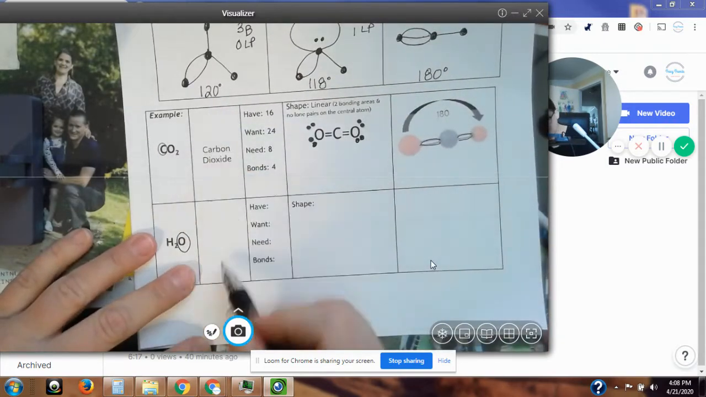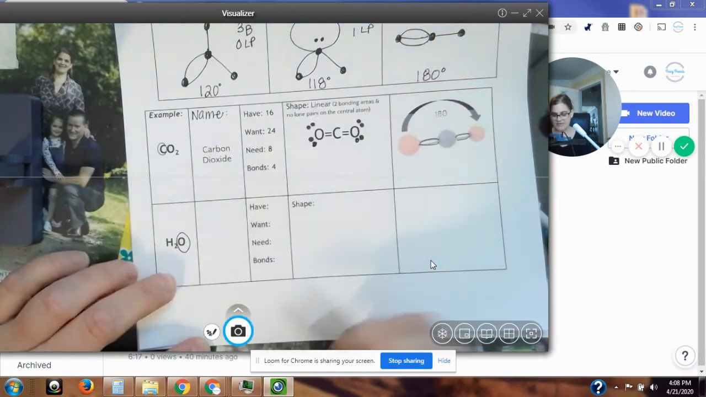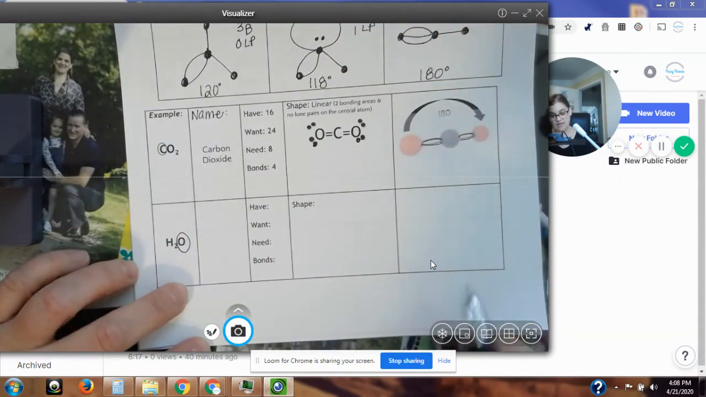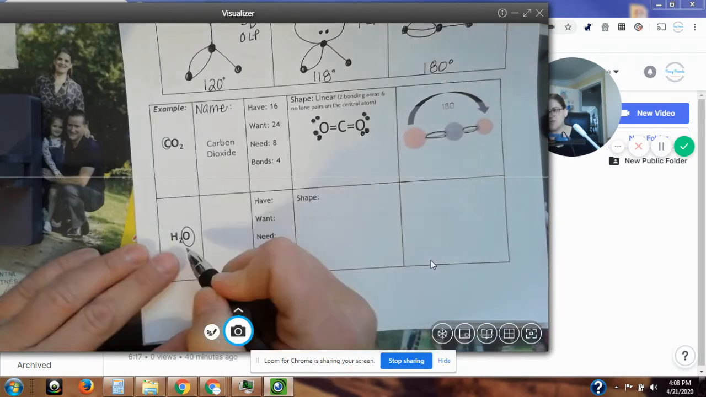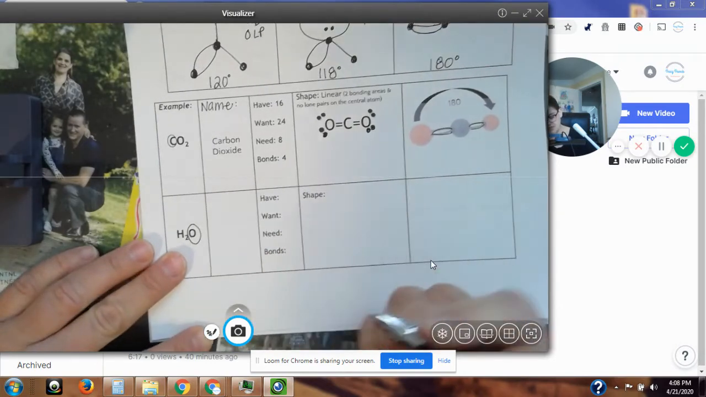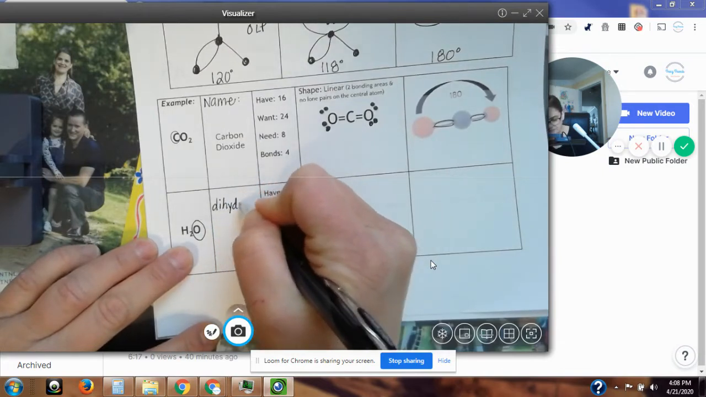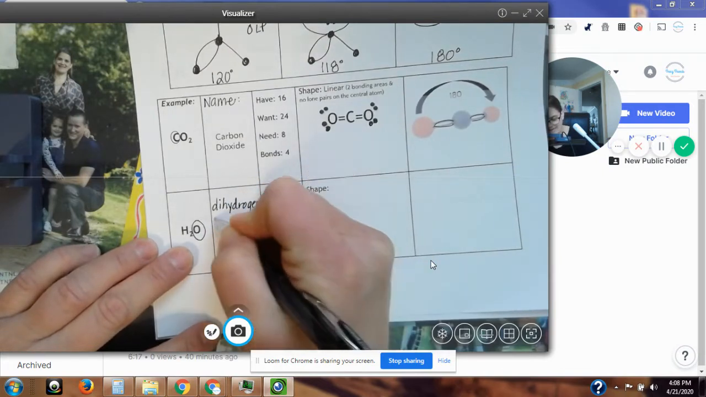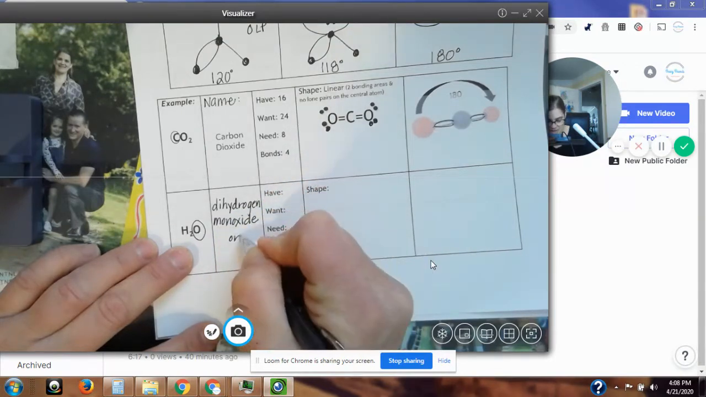For the next column, I'm going to put the name of each one of these. I like to do all this stuff first, and then I can really concentrate on the shapes and the Lewis structures. So for this one, there's 2 different ways that you can name this. So this is dihydrogen monoxide. And then it also has the common name of water.